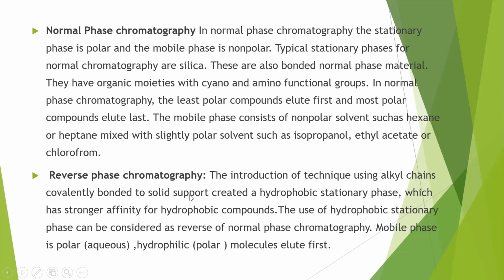Reverse phase chromatography. The technique uses alkyl chains covalently bonded to solid support, which creates a hydrophobic stationary phase. It has more affinity for the hydrophobic compounds. The use of hydrophobic stationary phase can be considered as reverse of normal phase chromatography. So in reverse phase chromatography, stationary phase is non-polar and mobile phase is polar.